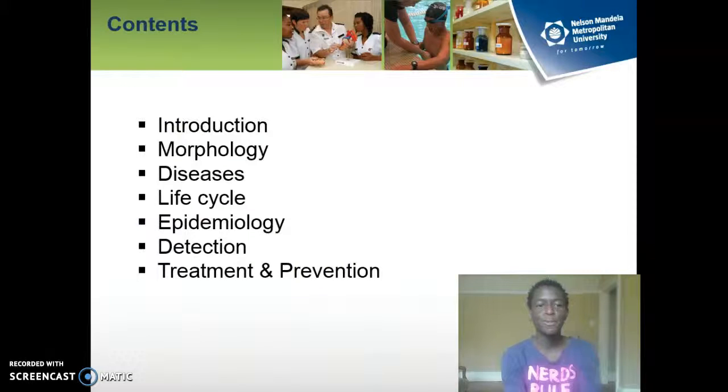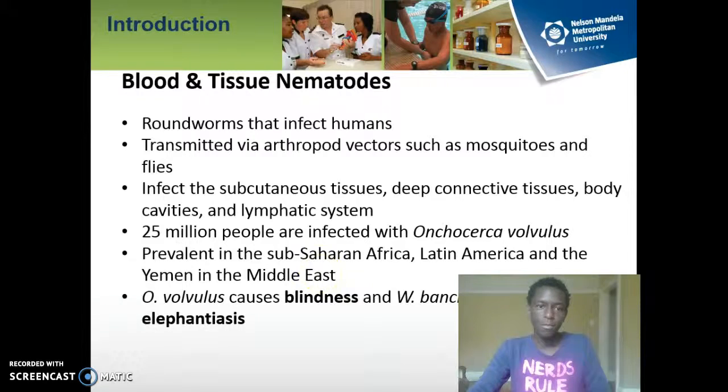So these are the contents, you can look through them. On to the introduction. These nematodes are roundworms that infect humans. Transmission is mainly via arthropod vectors such as mosquitoes and flies, and this is really important to note, the vectors. They infect subcutaneous tissues, deep connective tissues, and so on.